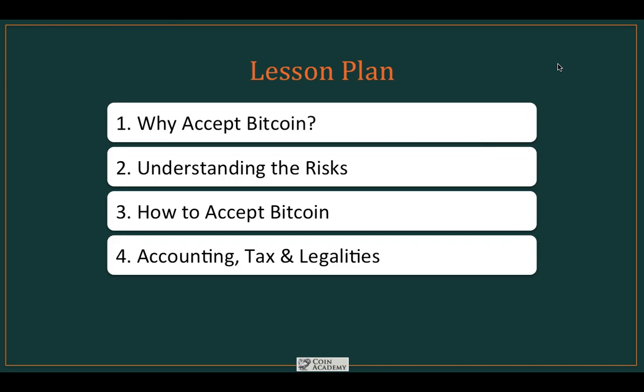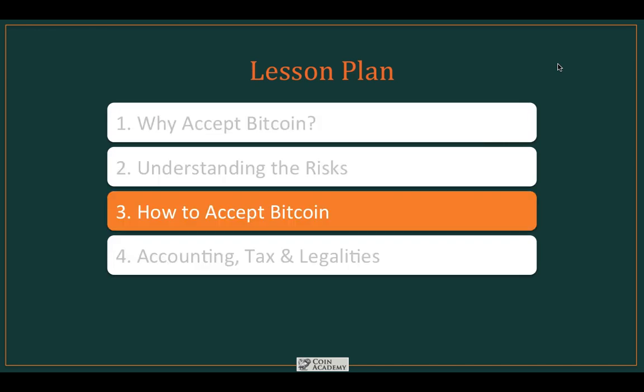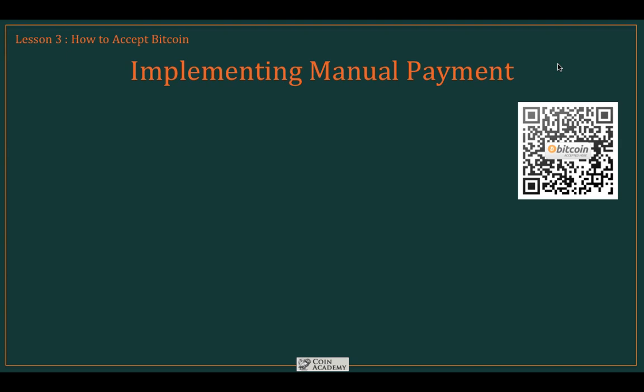This is Lesson 3 entitled How to Accept Bitcoin, and in this lesson we're going to look at both manual and automated point-of-sale processes and how you can implement them for your business. Let's start by talking about manual payment systems.